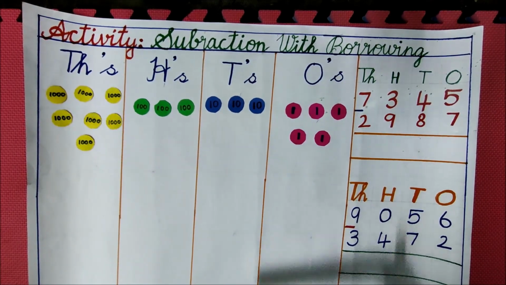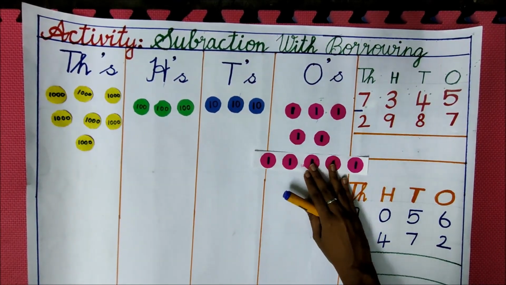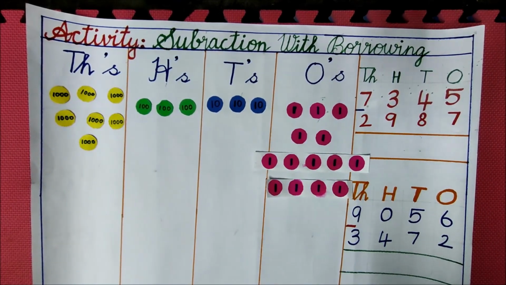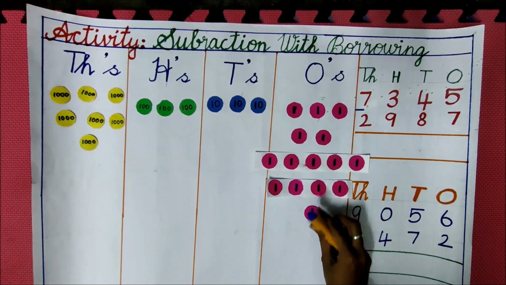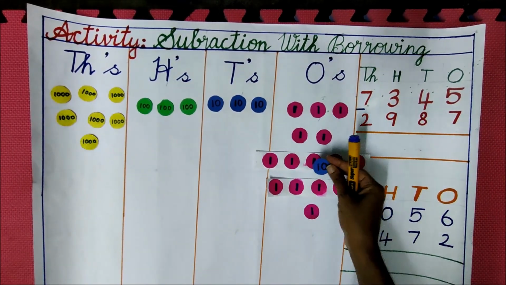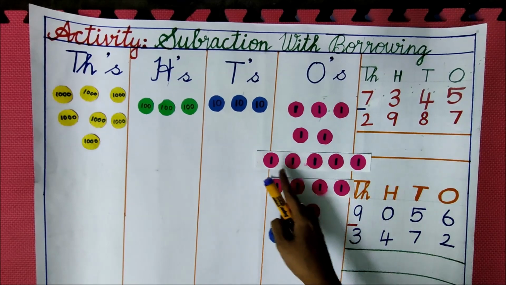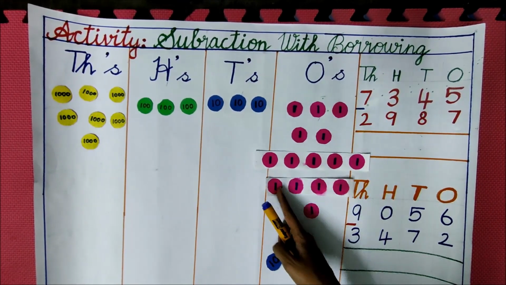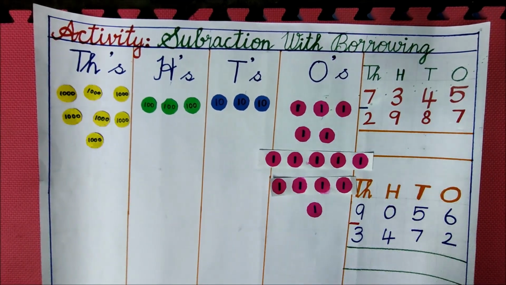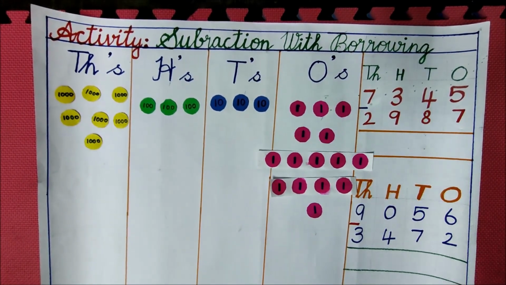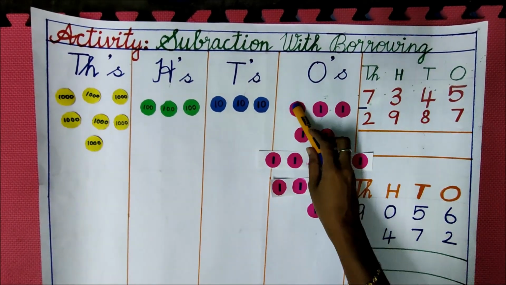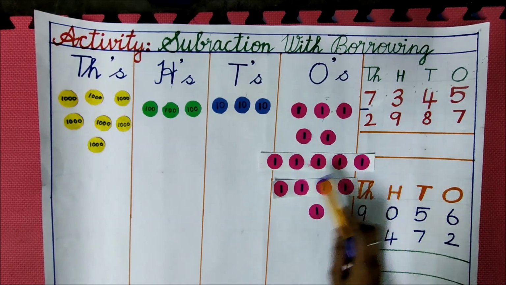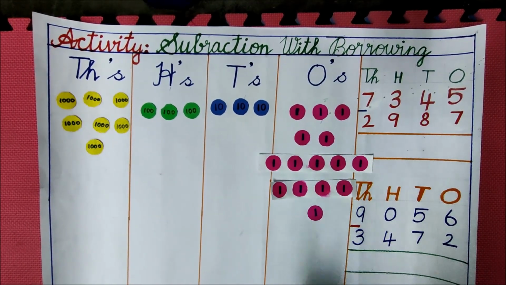See here I have 5 ones and 4 tens. So instead of 1 ten, I am keeping here 10 ones. See, 1, 2, 3, 4, 5, 6, 7, 8, 9, 10. Okay children, have you understood? Now count the total number. 1, 2, 3, 4, 5, 6, 7, 8, 9, 10, 11, 12, 13, 14, 15.